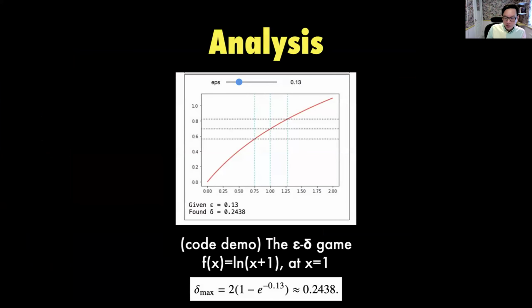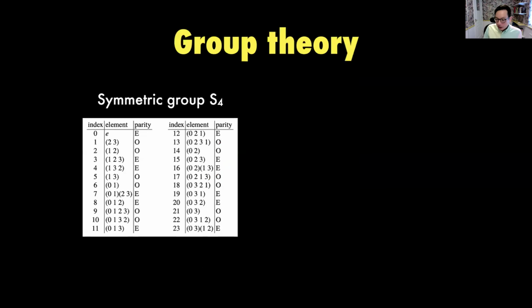So that's an example from analysis, and a nice thing is that not only can you find the delta, you could calculate it and see if that corresponds to what Python is telling you. And this is the calculation for that delta. And I find this 0.2438, exactly what Python is telling me. So that's kind of harmony between theory and practice. Okay, that's nice. Next I have an example from group theory.